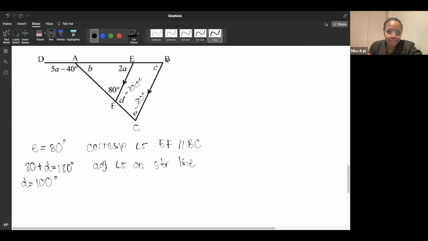Ma'am, how is E equal to 80? Okay, we just did corresponding angles. Do you remember which letter they do? Is it the F or the Z? The F, ma'am. Yes. So look where 80 is. There. And look where E is. Do you see the F?